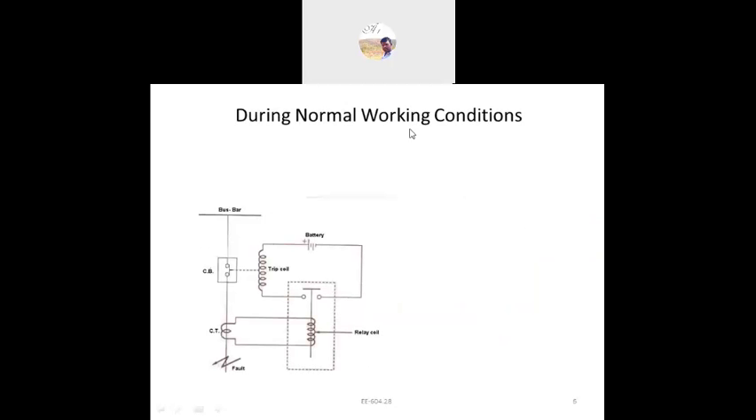During the normal working condition, we can see here is a bus bar, the line is connected to the circuit breaker, and the CT is working. Here you can see the relay coil is open and the battery is in normal state. When a fault occurs, it will be closed here and the moving contacts will move. So this is the working of the relay during fault conditions. The normal working condition and the fault condition are different.